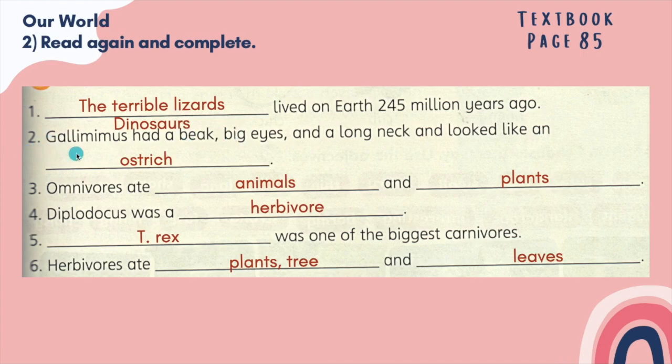Number 2. Gallimimus had a beak, big eyes, and a long neck, and looked like an ostrich. Number 3. Omnivores ate animals and plants. Next, Diplodocus was a herbivore. Number 5. T-Rex was one of the biggest carnivores. Number 6. Herbivores ate plants, trees, and leaves.